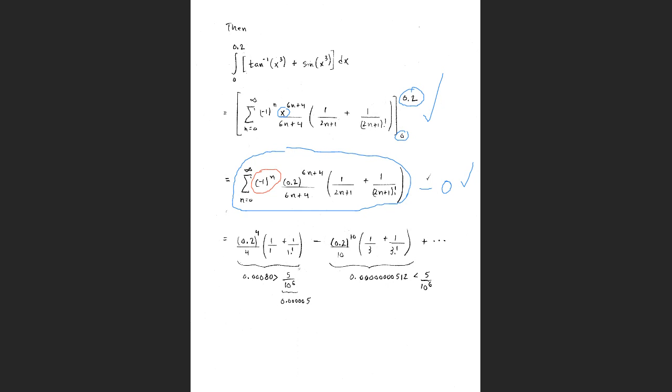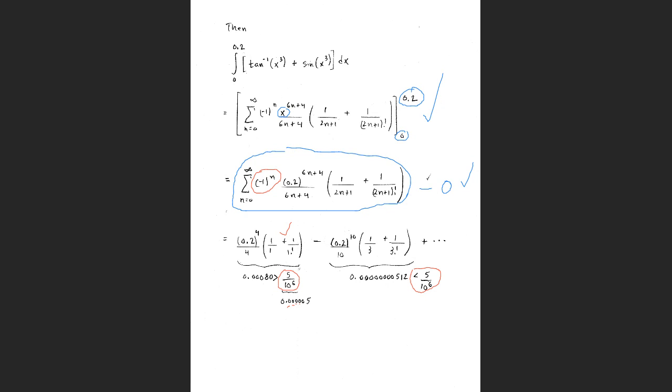Okay, so if we're going to be correct to 5 decimal places, that means we have to keep computing terms of the series until we reach a term that's less than 5 over 10 to the 6th power, right? Because 5 decimal places, 5 plus 1 is 6. So it turns out that the first term is going to be 0.00080. Well, that's greater than 5 over 10 to the 6th power, which is 5 millionths.